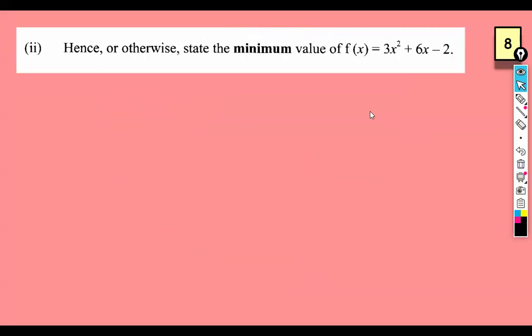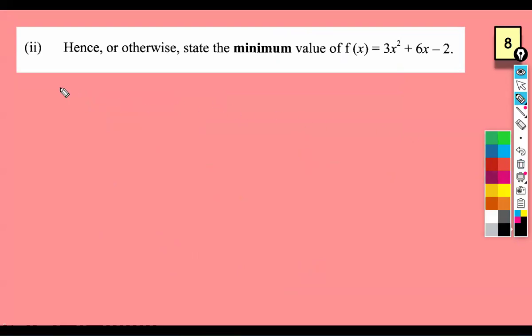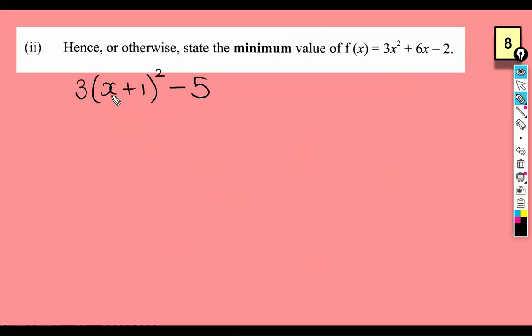Right. Find the minimum value of f(x). So let's put back the answer we had from the previous slide. When we expressed it in vertex form, we got 3(x plus 1) squared minus 5. You can actually use this to figure out the minimum value of f(x). Remember, this is a quadratic, and if you look at it, the A value is positive. 3 is positive.